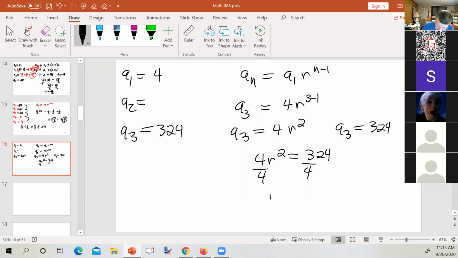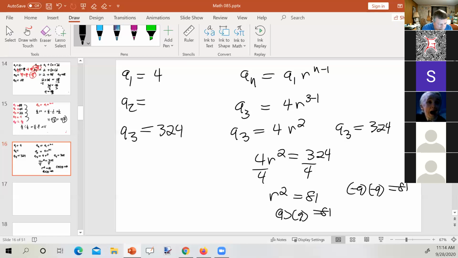Divide both sides by 4, and r squared equals, let's see, 324 divided by 4, we get 81. Well, what times what is 81? 9 times 9. Is there any other possibility? Negative 9. Oh, okay. But now let's go back and see what it says.